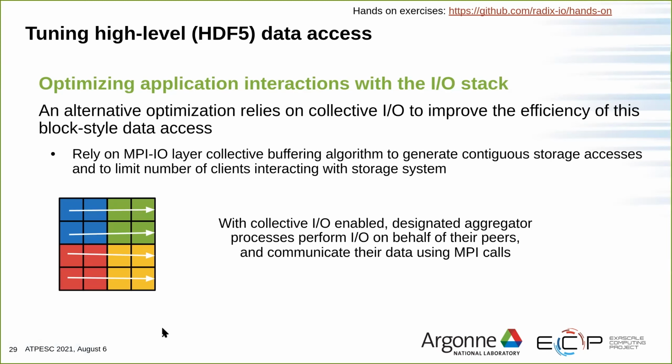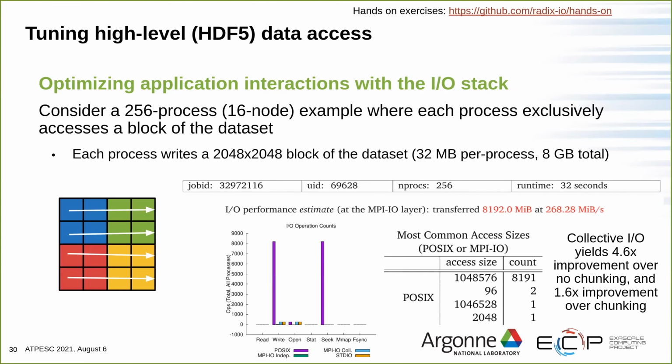So you can see it gives you better performance, ideally by allowing you to keep making large contiguous accesses, but it's not necessarily relying on chunking. It's a little bit different than what we saw before. So, some Darshan results from here. You can see that we are able to transfer the 8 gigs here at 270 megabytes per second. That's like 4.5x over the original no chunking, and 1.5x over the chunking. So this is definitely the most performant.